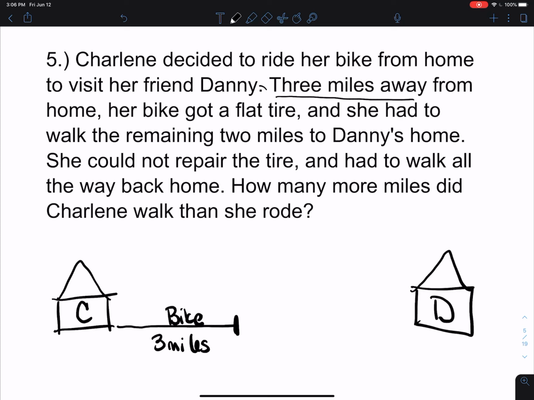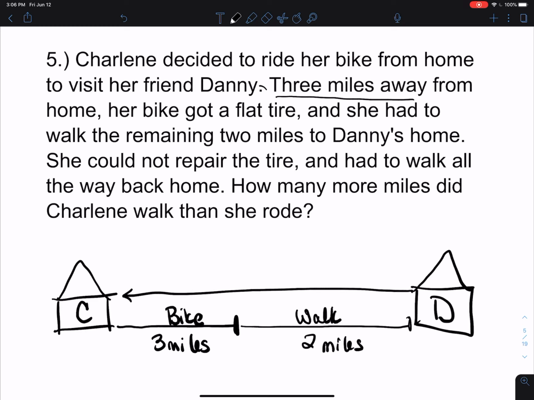And she had to walk the remaining 2 miles. So my picture is not to scale, but I can still label it. So she walked the remaining 2 miles to Danny's home. She could not repair the tire and had to walk all the way back home. So in this direction, she walked the entire time. Then we want to know how many more miles did she walk than she rode.